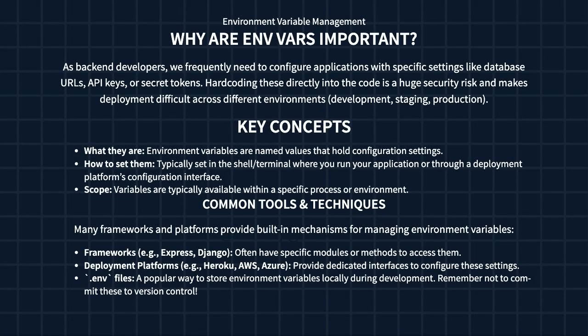Okay, let's talk about environment variables. They are a really important part of backend development. Basically, they're like secret codes that tell your application how to behave, things it needs to know like database passwords or API keys. Hard-coding these directly into your code is a massive security risk and makes moving between different environments like development versus production a nightmare.